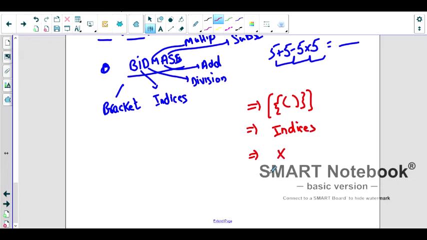Then we do multiplication. Then we do addition. Then we do, we missed division. Division. Then we do multiplication, then addition, and then subtraction. This order we follow in the question. So we can add them.